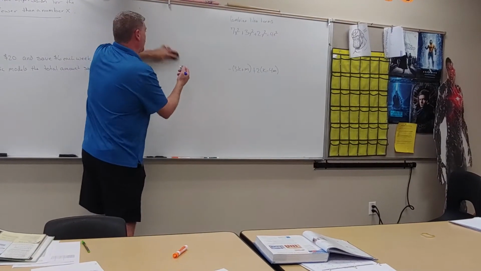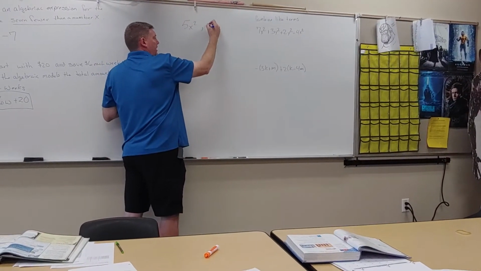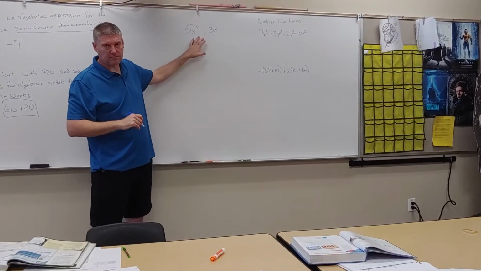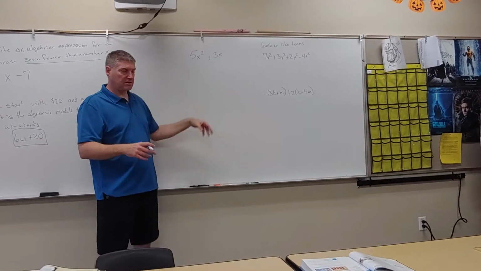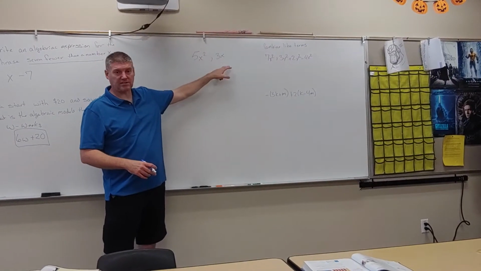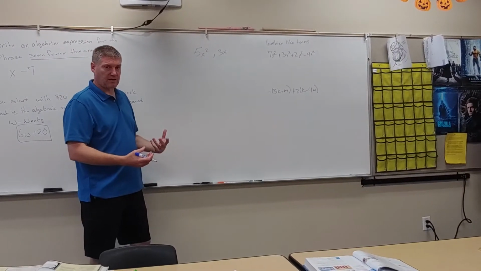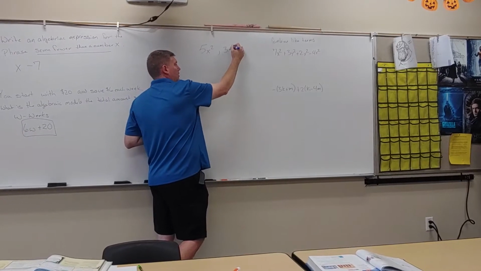So if I have 5x squared, and I'm looking at 3x, okay, so these are two separate terms. But when I look at it, do they have the same variable? Yes. Do they have the same power attached to that variable? No. So these are not like terms then. So to make these like terms, they have to have the same power.